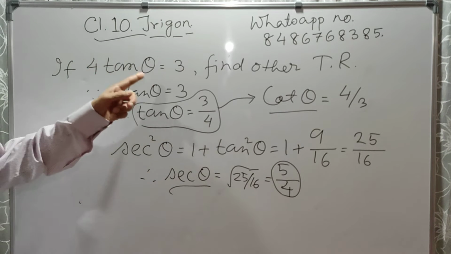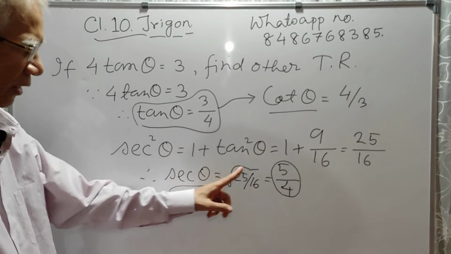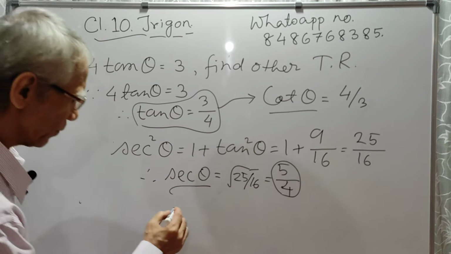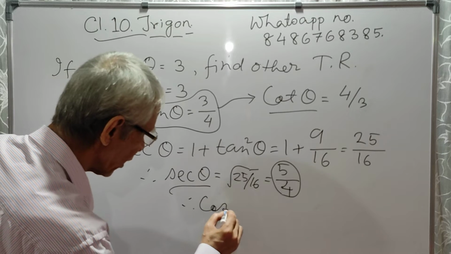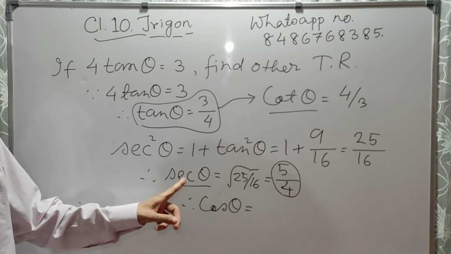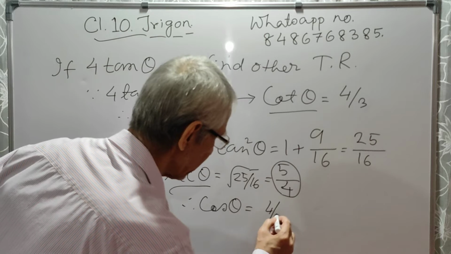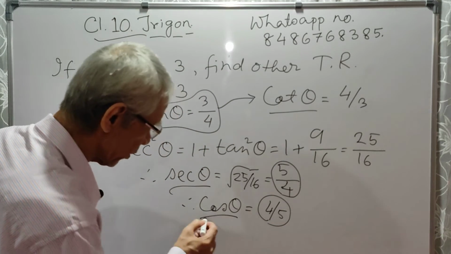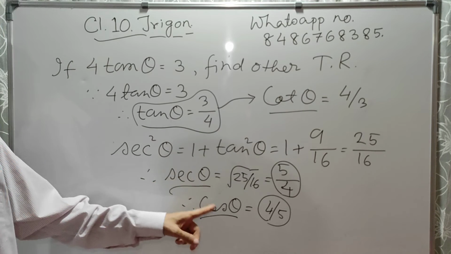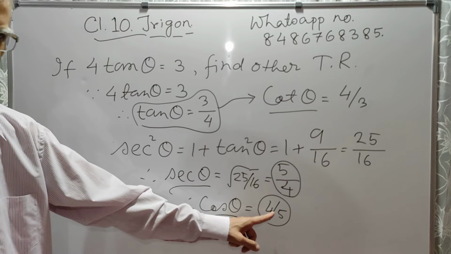So tan theta was given, we found cot theta. Now we have found sec theta, which is 5 by 4. Now from sec we can immediately find cos. Why cos from sec? Because they are reciprocal of each other. So if sec is 5 by 4, cos must be 4 by 5. So this is the value of cos theta.